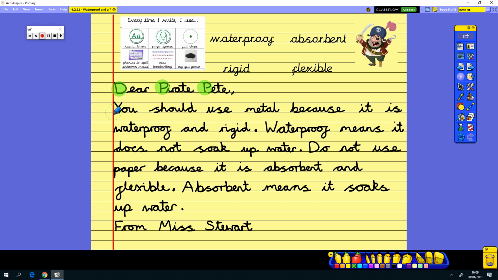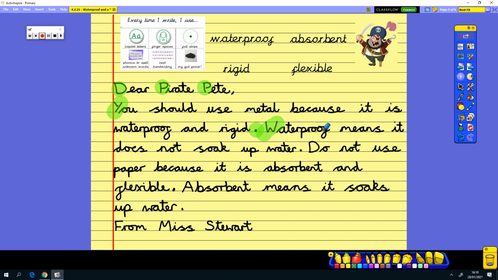Then it's like you're starting a new sentence. So when you start telling him what you should use, then use a capital letter at the start. There's my capital Y for you. You should use metal because it is waterproof and rigid. That's the end of my idea, so there's my full stop. Now every time you use a full stop, that means you've finished one sentence and you're going to start a new sentence. So what I always tell my class is full stop, capital letter, full stop, capital letter. And I say that to them as they are checking their writing.